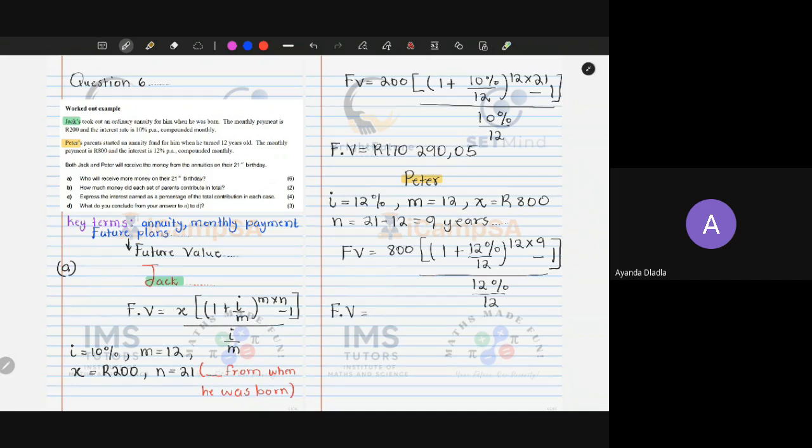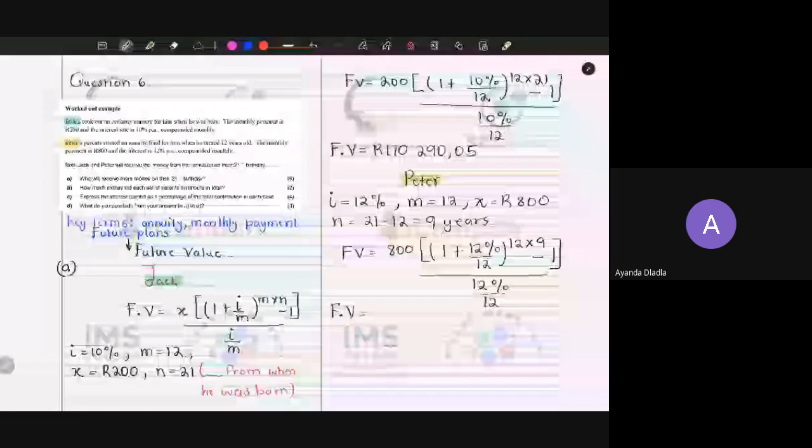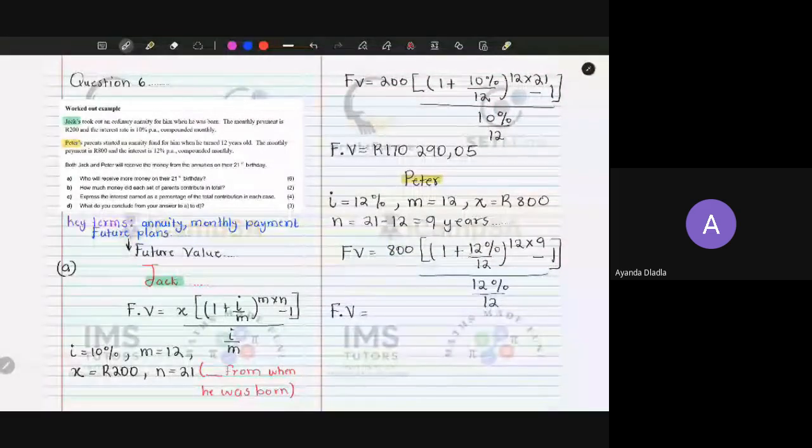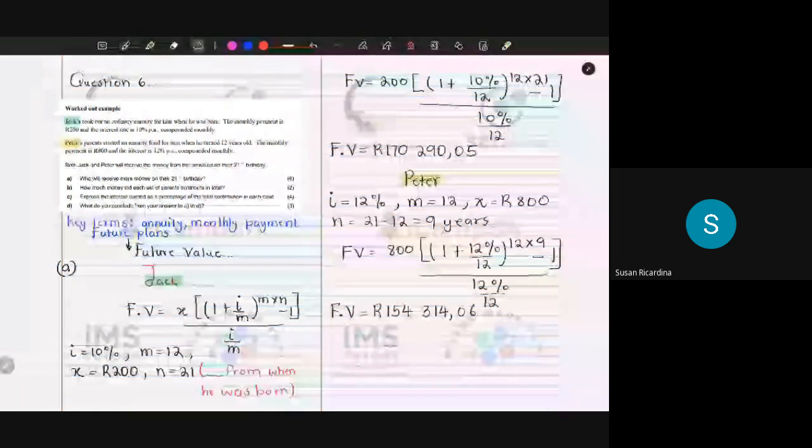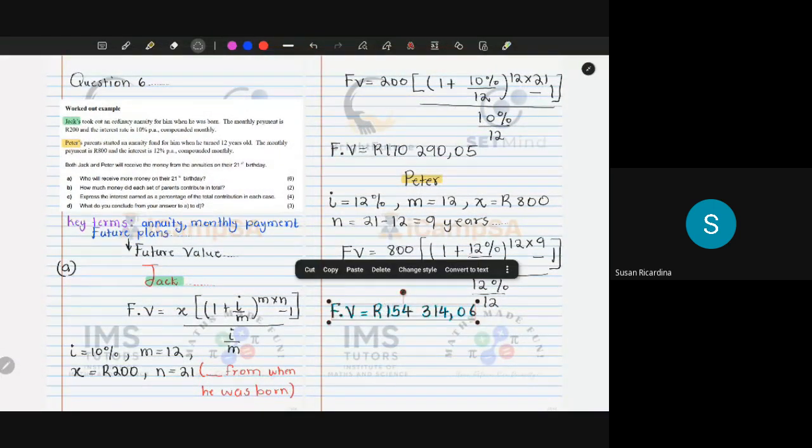So what is Peter getting? Is he getting bigger bucks? Anyone? 154,314.06. So that is what Peter has.